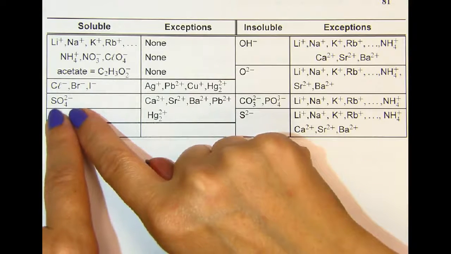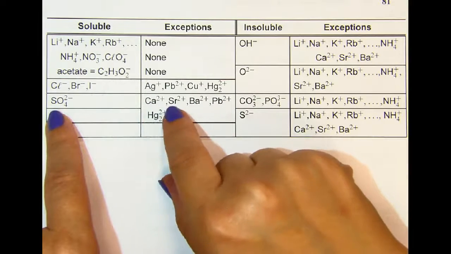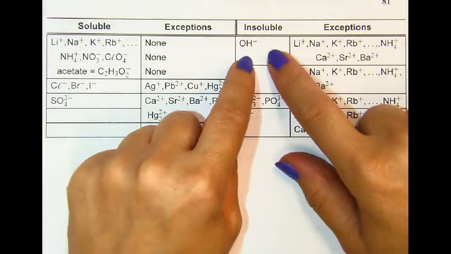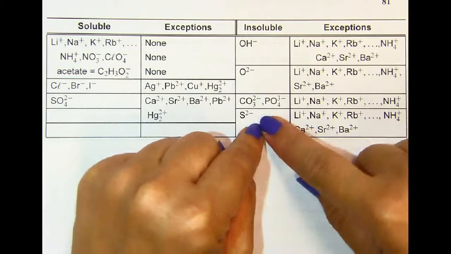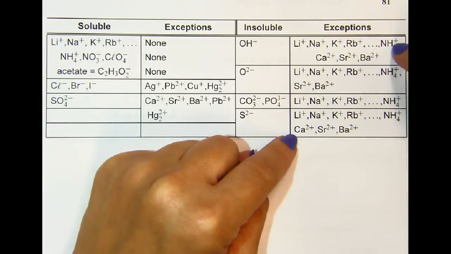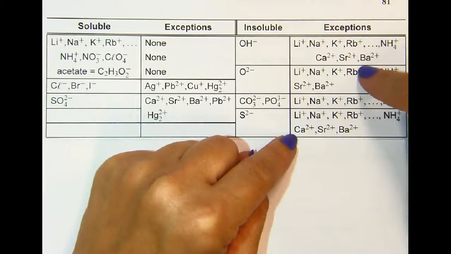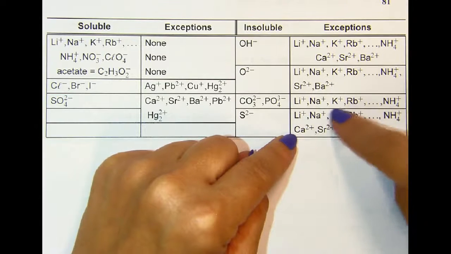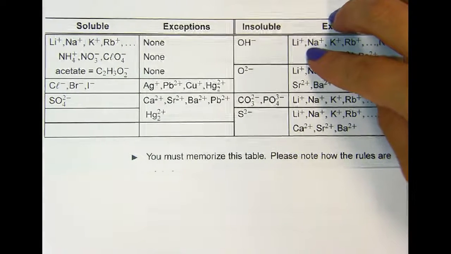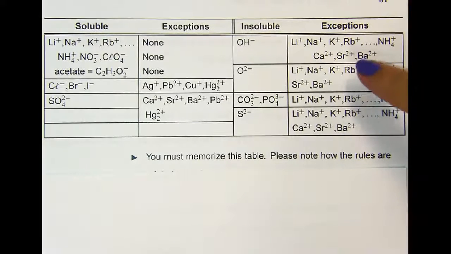If you have a sulfate ion, it's soluble unless it's paired with one of these cations, and it becomes insoluble. These are going to be insoluble automatically unless they are paired with a group 1 metal, ammonium, or one of these alkali and earth metals. Same thing here, here, and here. It says that you have to memorize this chart. However, the odds are very good you're going to actually get it for any exams.